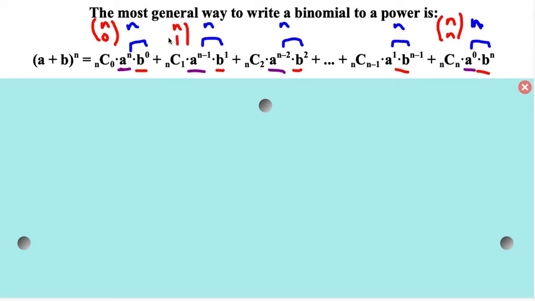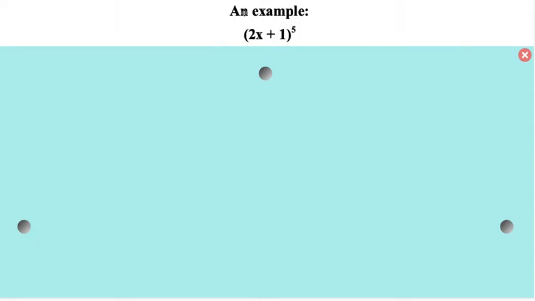Now, this is written as combinations, either nC0 or n choose 0, n choose 1, or nC1, right? Or you can use Pascal's triangle. We're actually going to be using Pascal's triangle. You'll see it's a pretty straightforward operation. So, let's do some examples. First, 2x plus 1 quantity to the 5th.